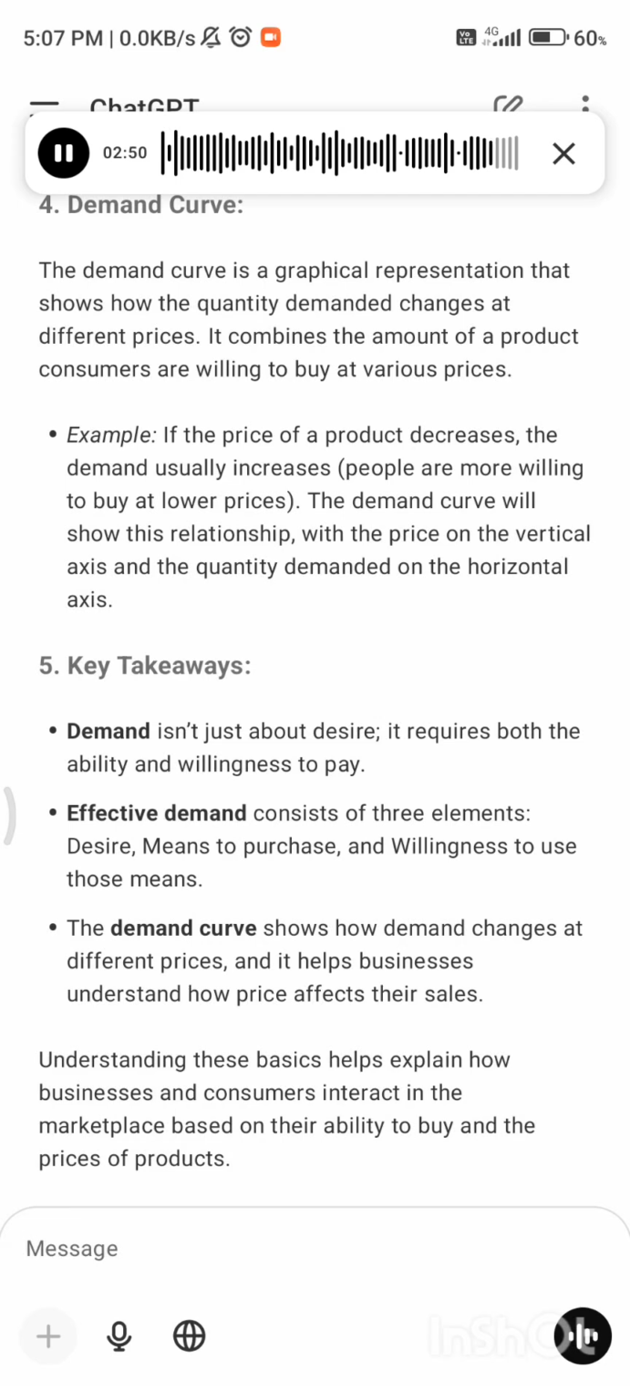It shows how demand changes at different prices, and it helps businesses understand how price affects their sales. Understanding these basics helps explain how businesses and consumers interact in the marketplace based on their ability to buy and the prices of products.